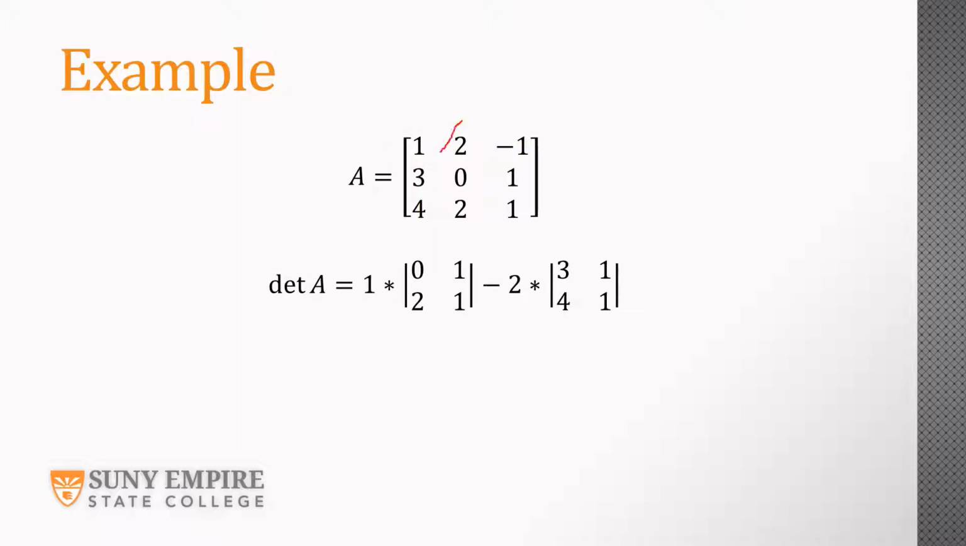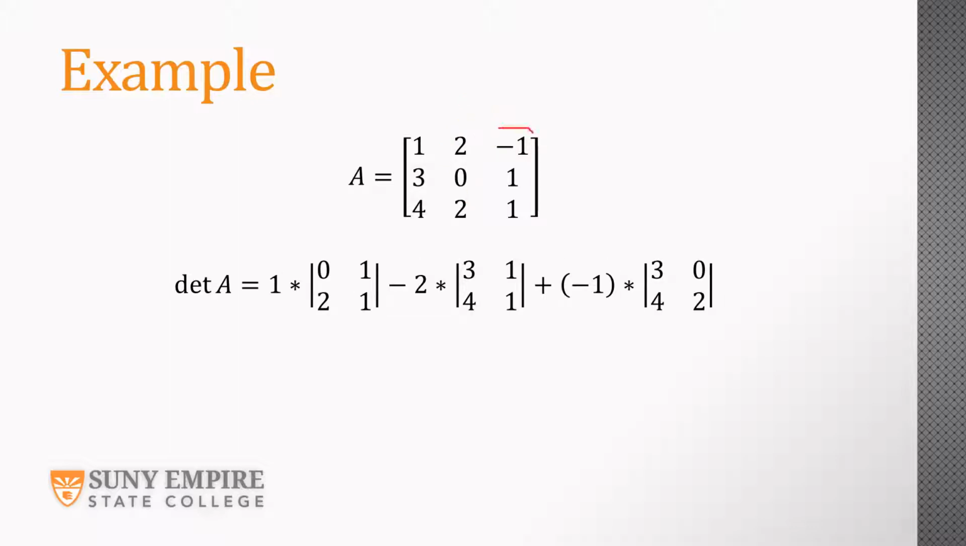We then subtract 2, the entry in the second position in the top row, multiplied by its minor. Crossing off the top row and the middle column, the minor will be the determinant of 3 and 1, then 4 and 1. We finish by adding -1, the element in the last position in the top row, multiplied by its minor. Eliminating the top row and the rightmost column, the minor is the determinant of 3 and 0, then 4 and 2.